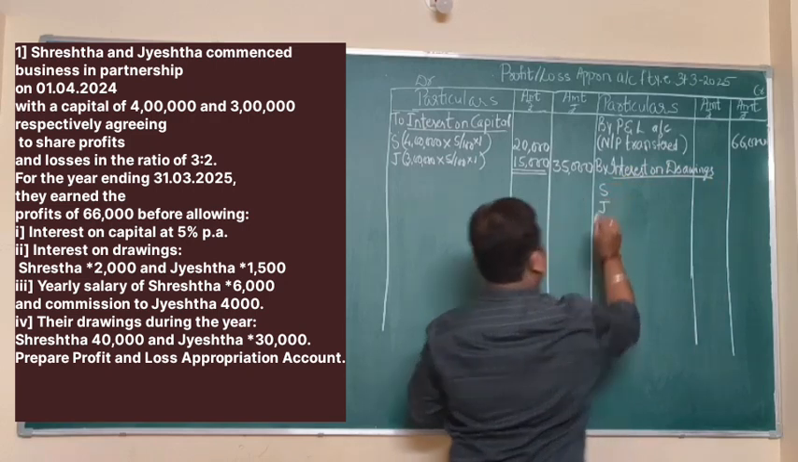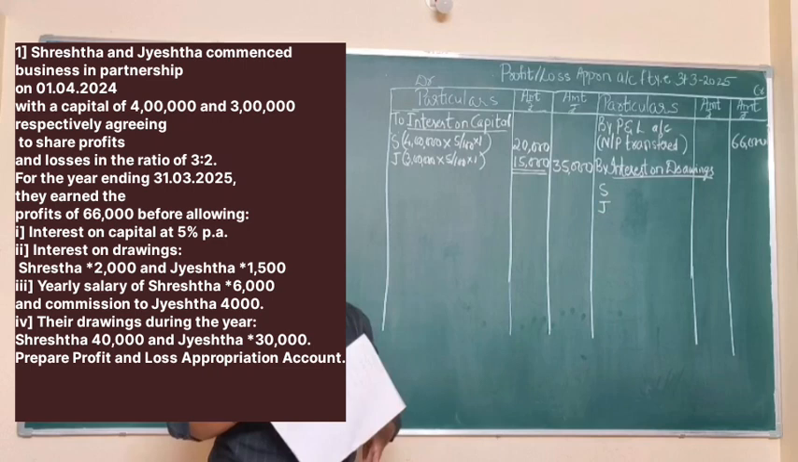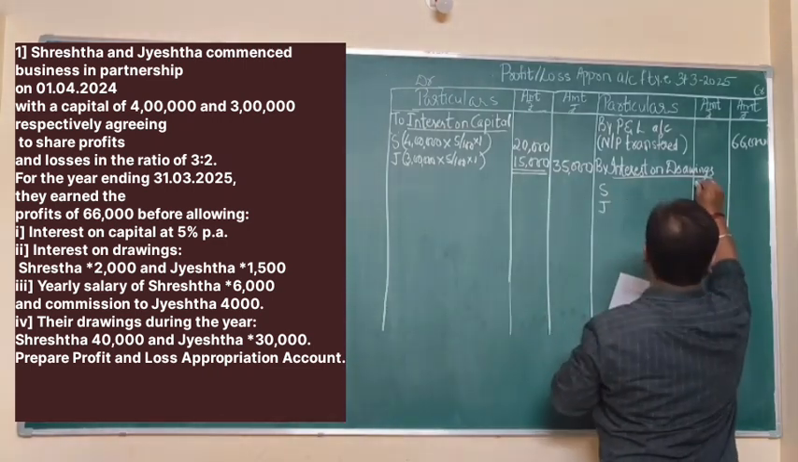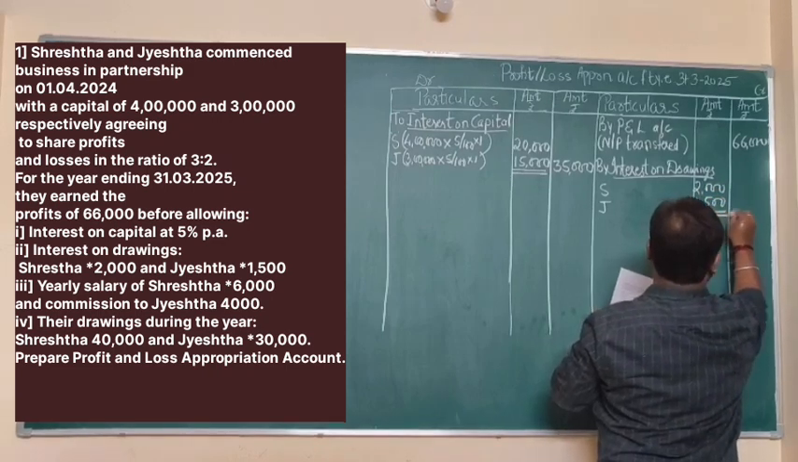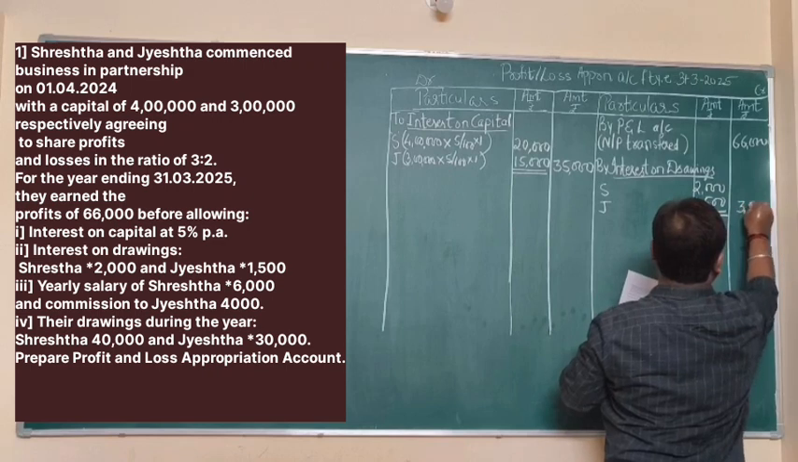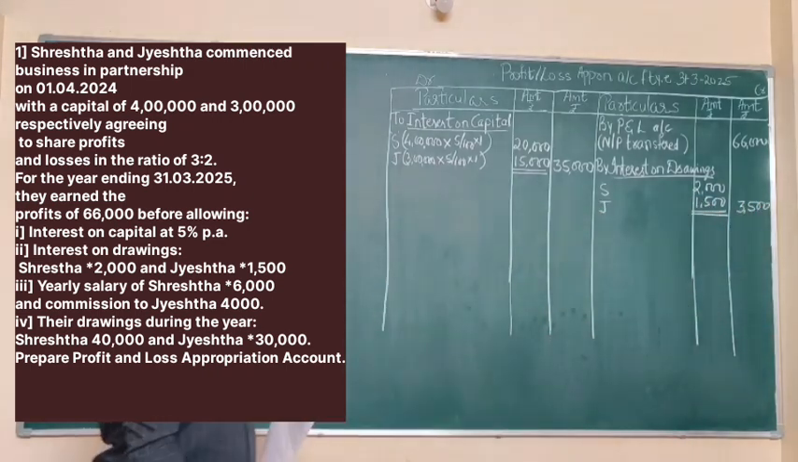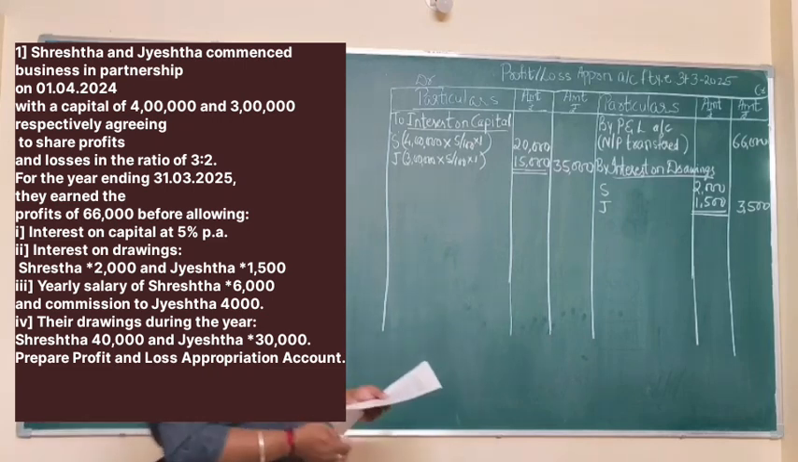Shrestha, Jyeshtha, the amount is given directly, no problem. What is the interest on Shrestha and Jyeshtha? It is 2,000 rupees and 1,500. Add both, in the outer column you can write 3,500. Interest on drawings, Shrestha and Jyeshtha, it is 3,500.